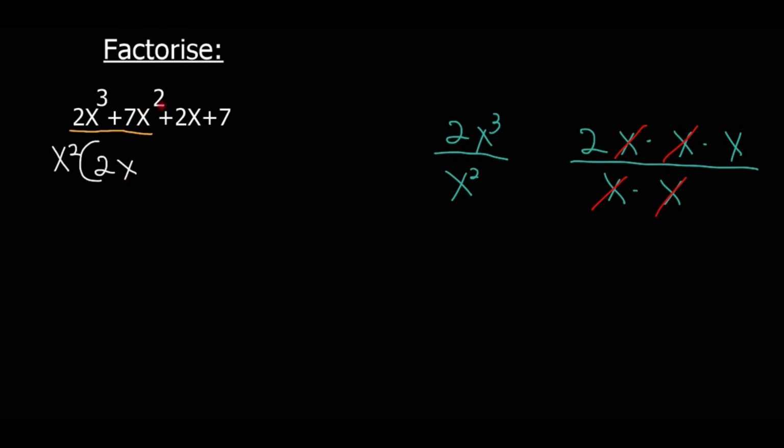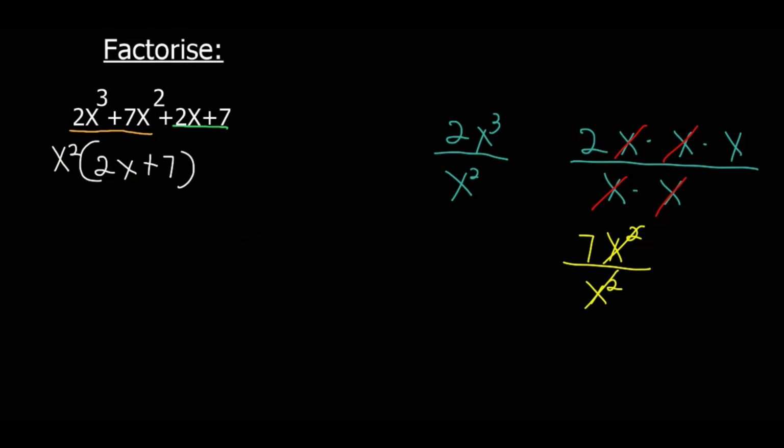Now we'll do just 7x squared, right, divide by x squared. We write 7x squared divided by x squared. And therefore, x squared and x squared, they cancel, we remain with 7. We have factorised the first two terms. So we look at the last two terms.